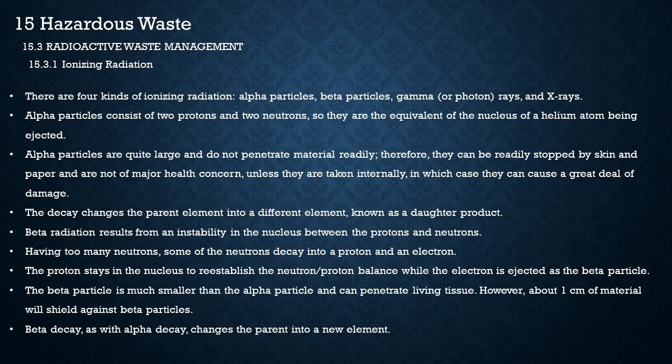Beta radiation results from an instability in the nucleus between the protons and neutrons. Having too many neutrons, some of the neutrons decay into a proton and an electron. The proton stays in the nucleus to reestablish the neutron-proton balance, while the electron is ejected as the beta particle.